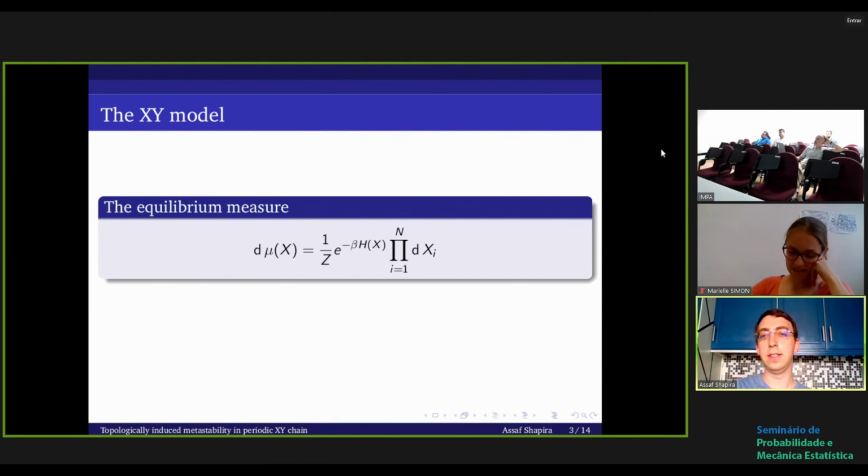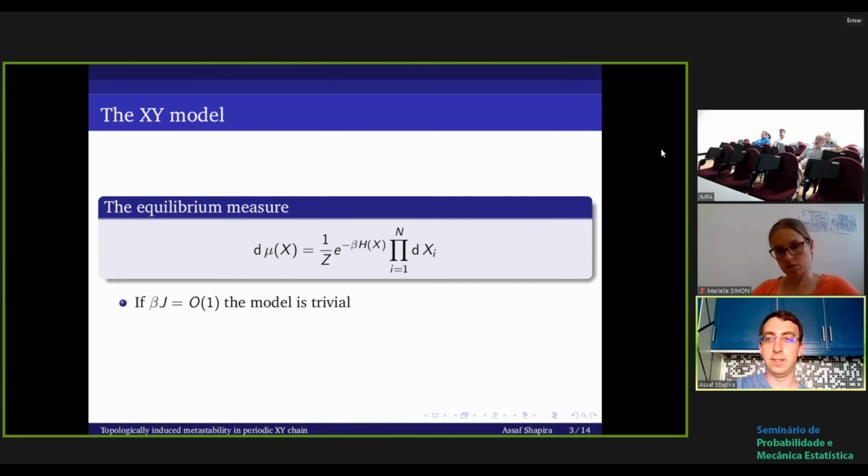So we see that this inverse temperature, this beta, captures the importance of the energy in our measure. Large beta means that energy is very important. Small beta means that states with similar energy would still have similar probability. So this is the equilibrium measure.